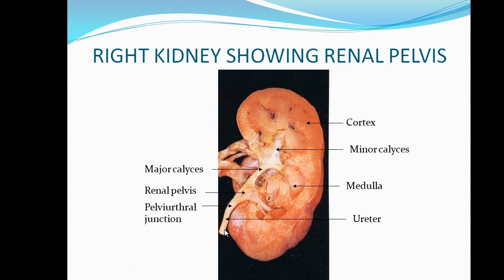Here you can see near the lower pole, the pelvis becomes continuous with the ureter, and this pelviureteric junction is one of the narrow points. It is one of the constrictions in the ureter.